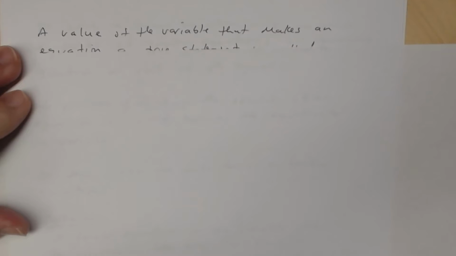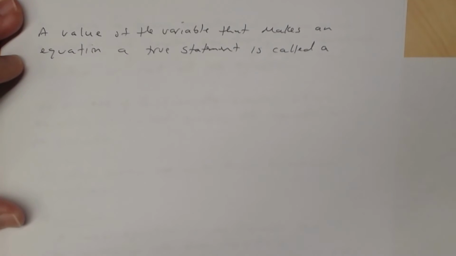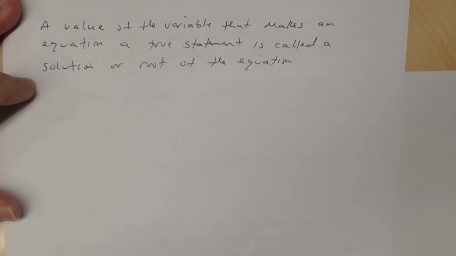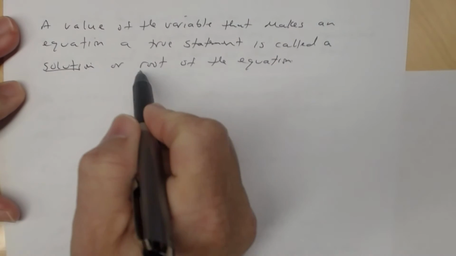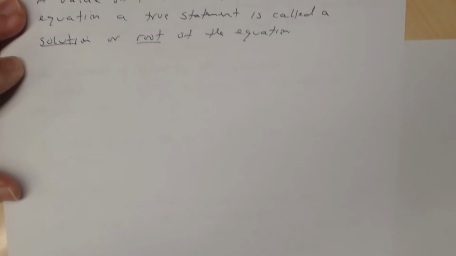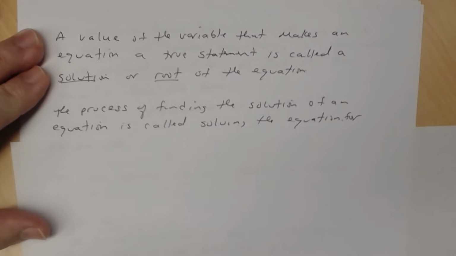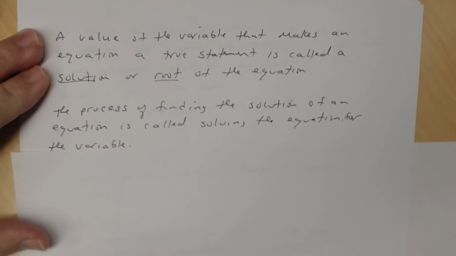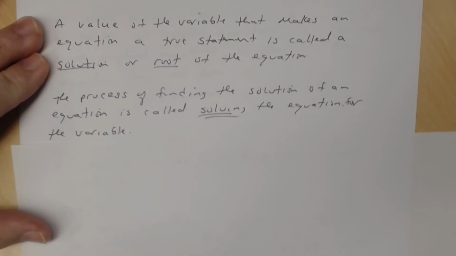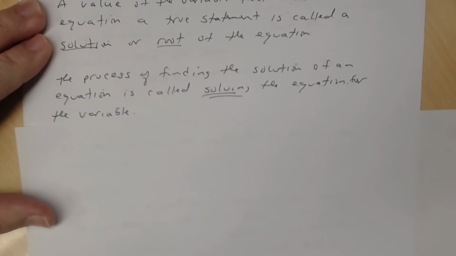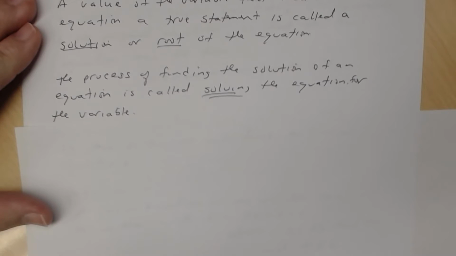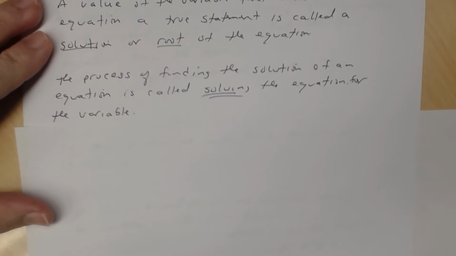Okay, so a value of the variable that makes an equation a true statement is called a solution or a root. So notice that sometimes we'll use the word solution, sometimes we'll use the word root. They mean the same thing. The process of finding the solution of an equation is called solving the equation for the variable. So you're going to learn a process to do this.